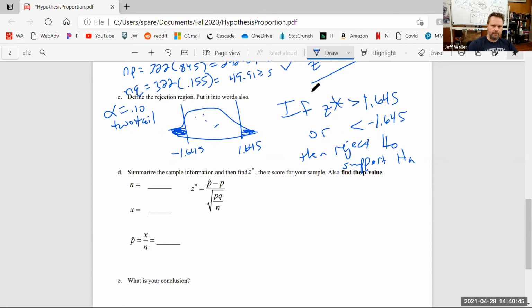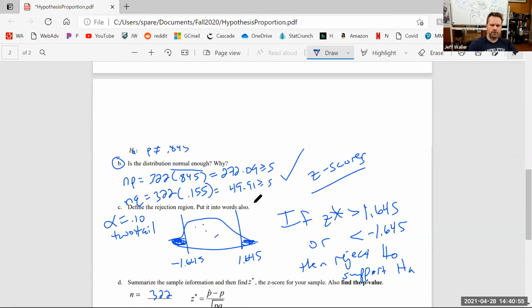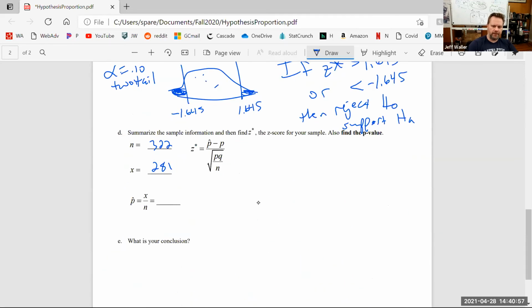So now we've set up what the conditions are to find enough evidence. Now we go see if we found enough evidence. So n is 322. Was x 281? Is my brain working? 282, look how close I got. So what's p hat? 0.876. 0.876, that is correct. Now let me give you a minute in case you haven't gotten here until right now. Go ahead and finish up that z star.